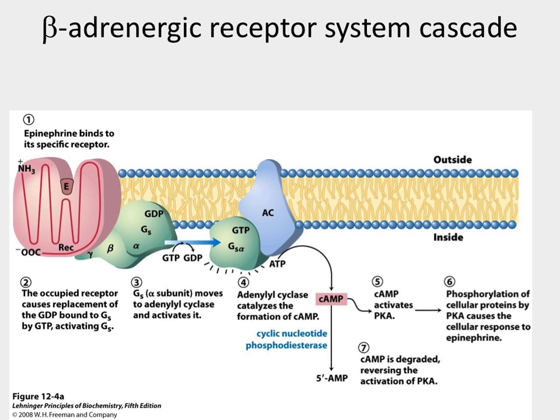And once again, this would continually happen unless we broke down the cAMP. If we can't break that down, then we would die because you would always have fight or flight going on. And so it is broken down by cyclic nucleotide phosphodiesterase.